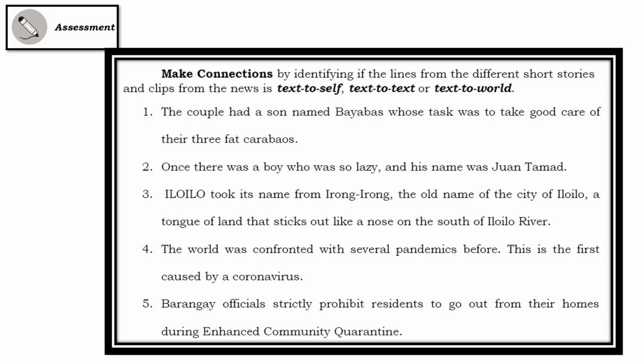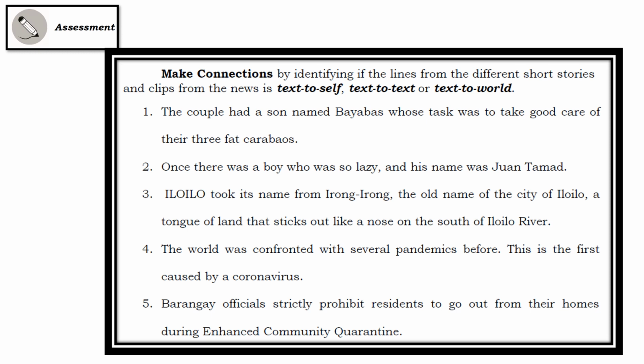Now, for the next activity, you have to identify if the lines from the different short stories and clips from the news is text to self, text to text, or text to world. Number 1. The couple had a son named Bayabas whose task was to take good care of their 3 fat carabaos. Number 2. Once there was a boy who was so lazy, and his name was Juan Tamad.